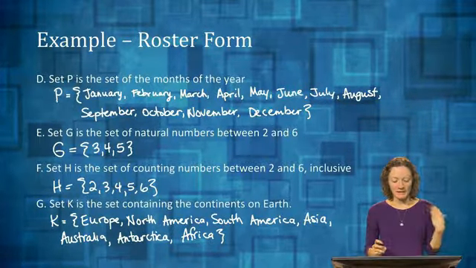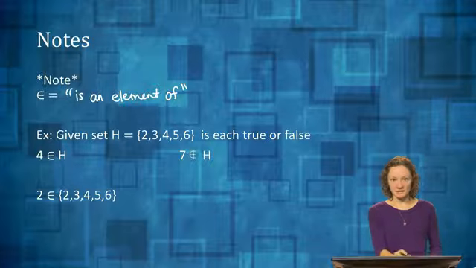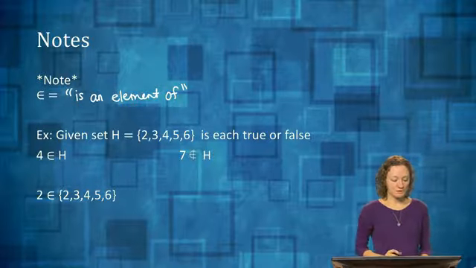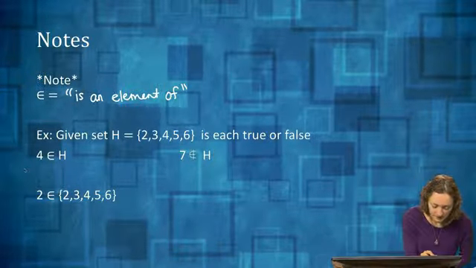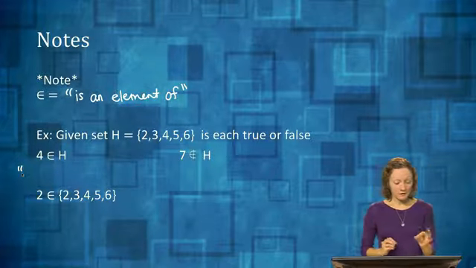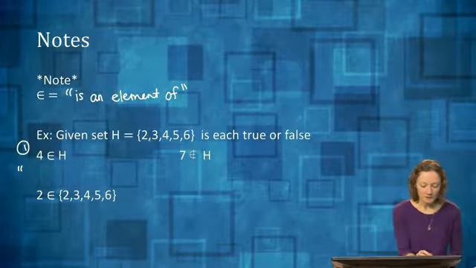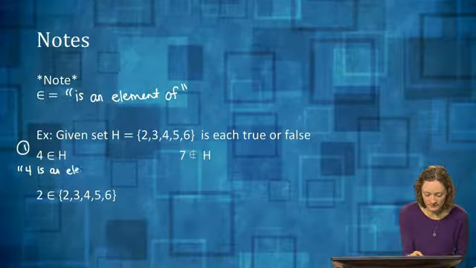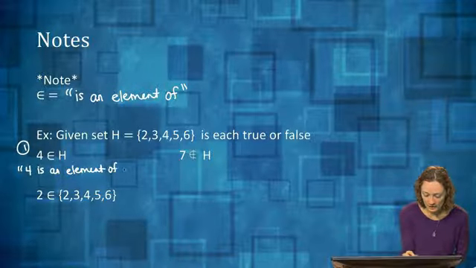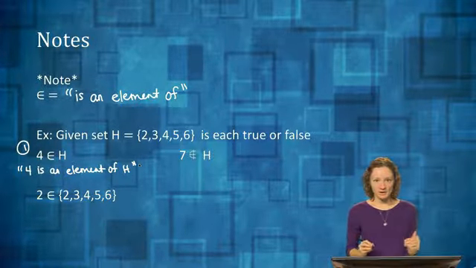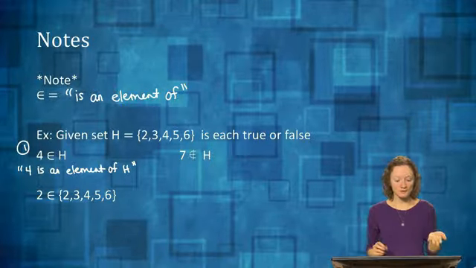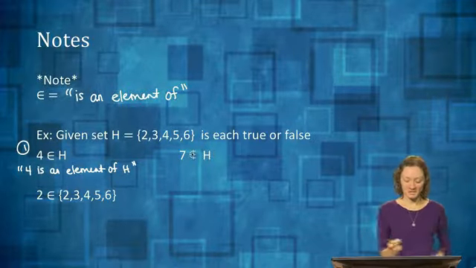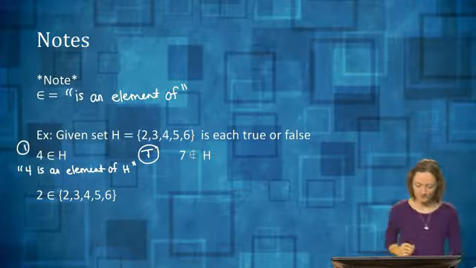All right. So let's look at an example. Given this set H containing these elements, the one we created on the last slide, is each piece true or false, each of these three? So let's give a direct translation before we decide if it's true or false. The first one says, let's call this number 1. The first one directly translates to read, 4 is an element of H. That's the direct translation. Then the question, is that a true or a false statement? Is 4 one of the elements listed inside this set H? The answer is yes, so this one is true.